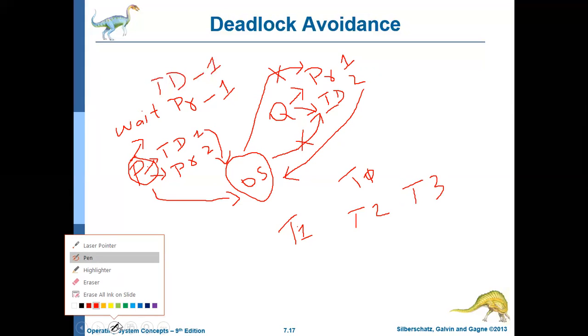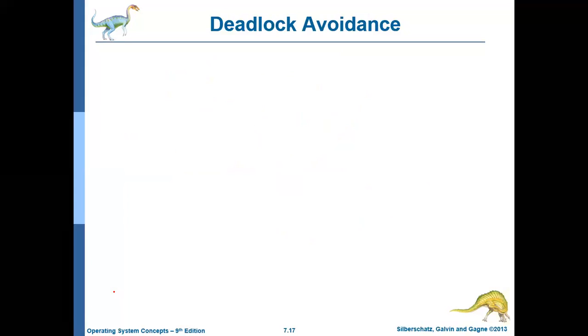That is, a priori the operating system needs information about the various resources and the order in which the resources will be required by each of the processes. Okay. So now let us try to understand. The operating system requires that the system has some additional a priori information available. Okay.